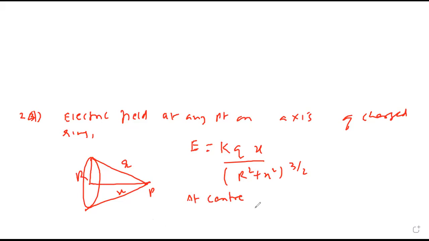At center, x is 0, so E will become 0. At infinity also E is 0, because anything upon infinity is 0. So for a ring, at center and at infinity, E is 0.